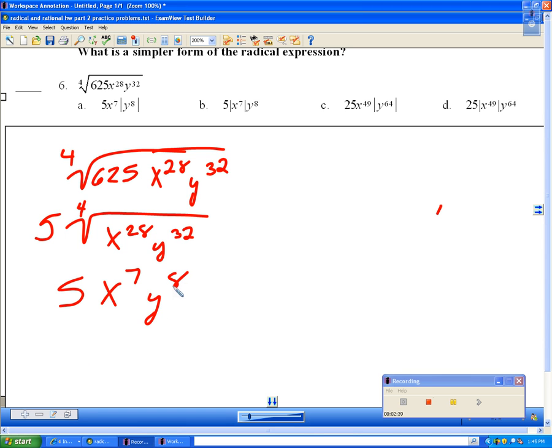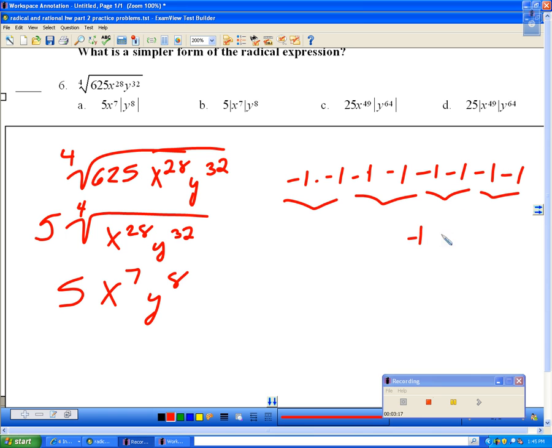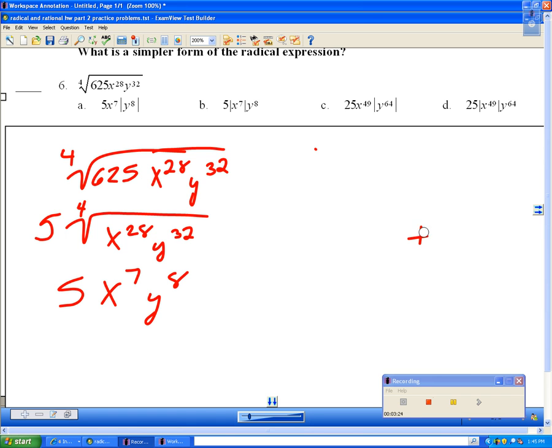Y to the 8th will always be positive because let's assume for a second that y itself happens to be -1. Well, if I multiply -1 times itself 8 times, say 1, 2, 3, 4, 5, 6, 7, 8, each pair of negatives is going to cancel each other out, so I'll be left with a positive regardless. So because that 8 exponent is even, I know that I can just leave it no matter what y happens to equal. Y to the 8th will always be positive.